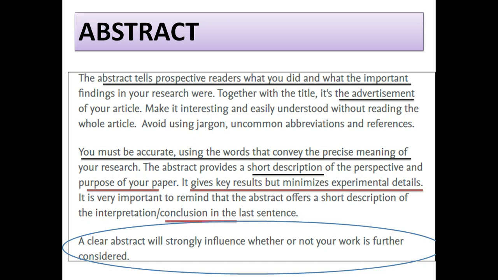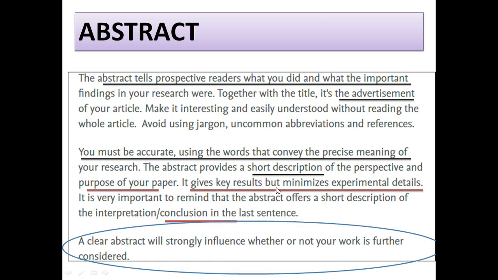So moving on to the abstract, which is an important component of your manuscript. The abstract tells prospective readers what you did and what the important findings in your research are. Together with a title, it is like advertising your article among the scientific community. So it should be accurate, using words that convey the precise meaning of your research.